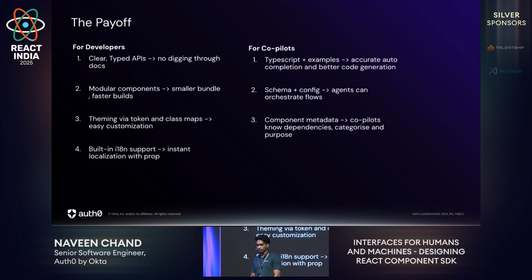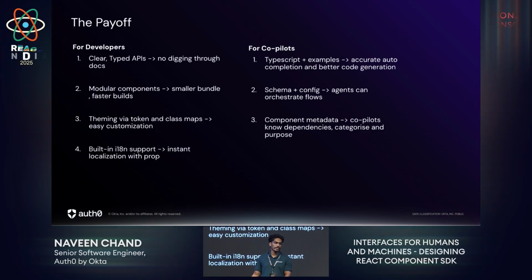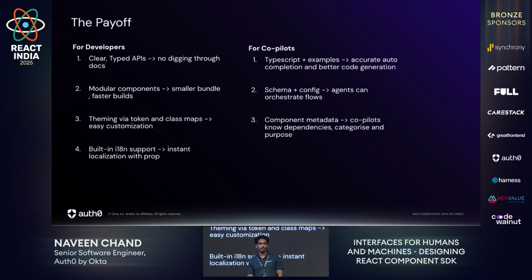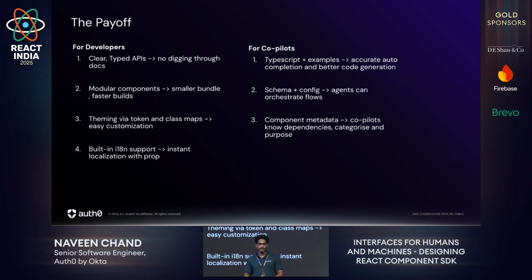And for the copilots, we also define the schema. We have a component JSON, which will act as a manifest for the copilots, and even for automated pipelines. We define each and everything there, like a dependency, a target, a path, or the files that are required. This would solve how agents orchestrate this flow together, and help the copilots understand the schema JSON.